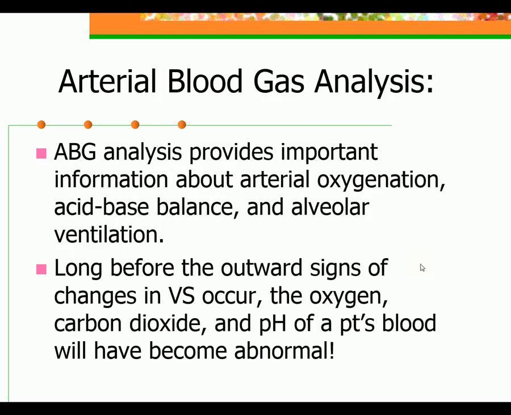So, arterial blood gas analysis. ABG analysis provides important information about a lot of things, but just getting an O2 level does not help us. We have to know the bicarb level, and we have to know the carbonic acid level. Long before the outward signs of changes in vital signs occur, your pH can have become abnormal. Early compensatory changes in vital signs would be increased heart rate, increased respiratory rate, and blood pressure, until it starts becoming hypotensive as you start decompensating.